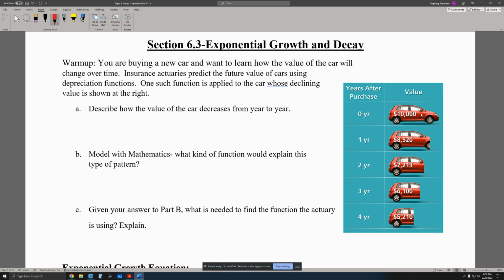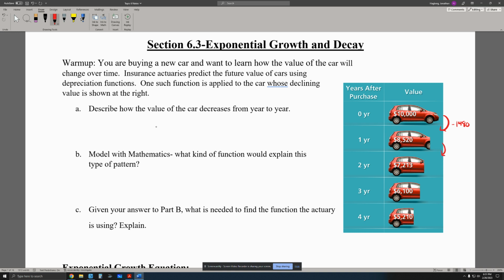After 1 year, we see that the value of the car decreases by about 1,480. Okay, it continues to decrease year after year, and after 4 years, we're almost at about half of the initial cost of the car. So part A, I want to describe how the value of the car decreases from year to year. So again, as we look at this, from year 0 to year 1, we're decreasing by 1,480.